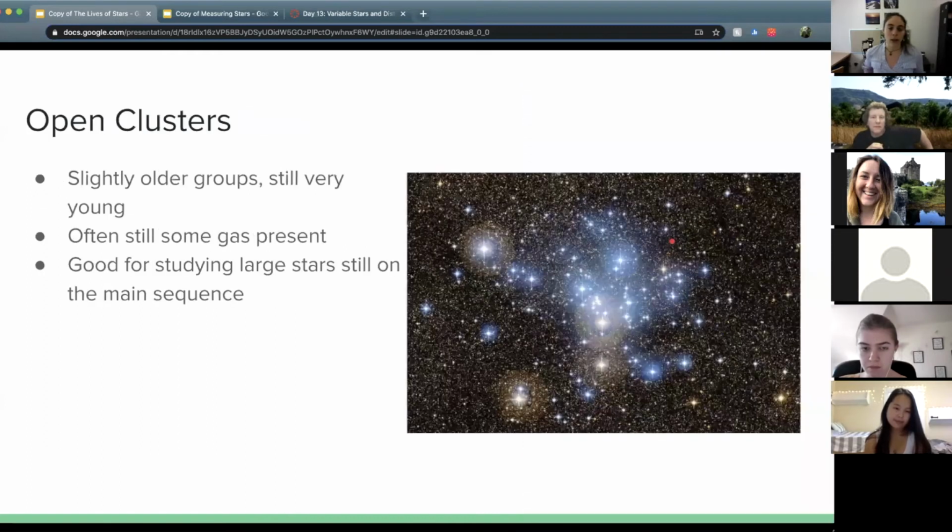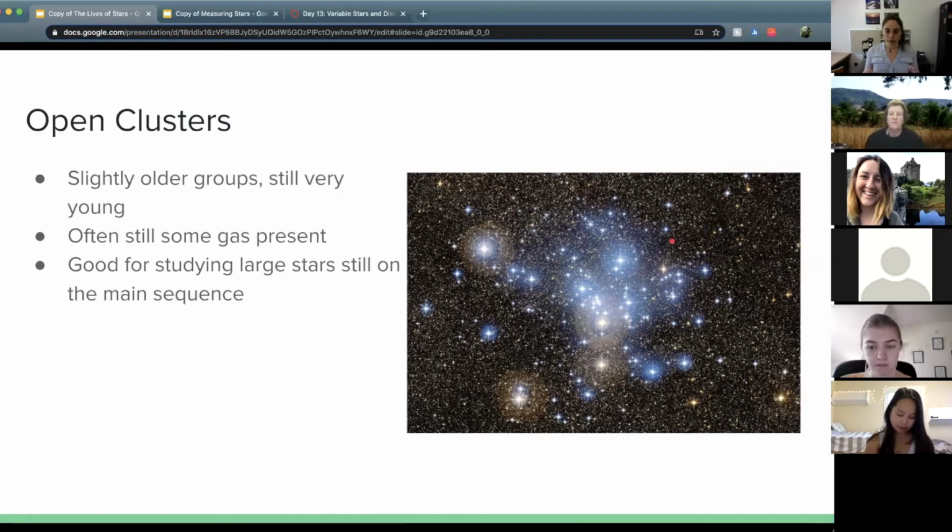As we get slightly older, the next type of cluster we'll look at are open clusters. So these are just slightly older groups of stars, but we're still pretty young. There's still going to be some gas present in these clusters. So from when the stars formed, there will still be some of that gas cloud left. And there's still going to be a lot of the blue spectral class stars. So maybe some of the O stars have died, but we still have B stars, or maybe the O and B stars have died, but we're still getting a lot of light from A stars. So they're good for studying large stars still on the main sequence.